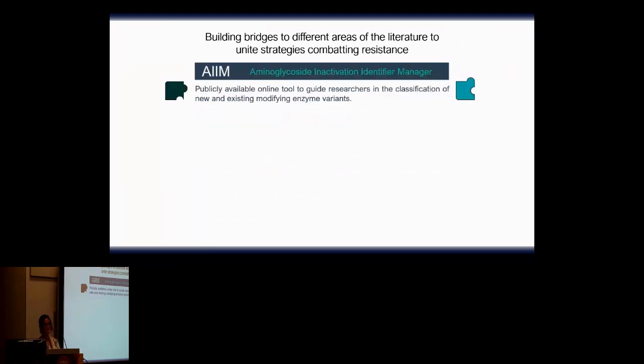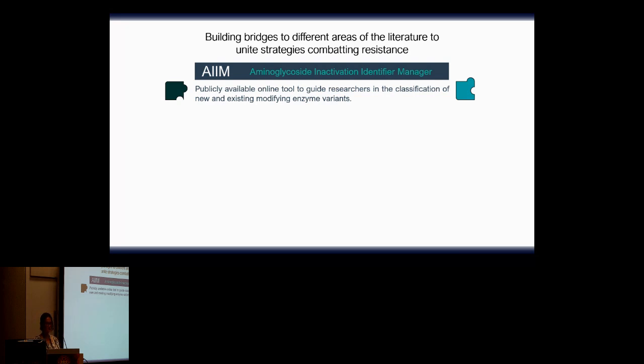Now, the final piece to this puzzle: I wanted to develop a means to guide susceptibility testing, building it in a way that is accessible, again, across disciplines, facilitating interdisciplinary collaborations, and providing a means for researchers to assign a name to a newly identified enzyme variant. This tool I incorporated in the title of my talk, AIIM, with a play on the Roman numerals that are used to represent the resistance phenotypes. And this stands for the Aminoglycoside Inactivation Identifier Manager.